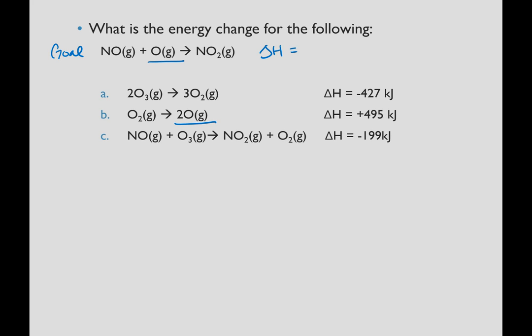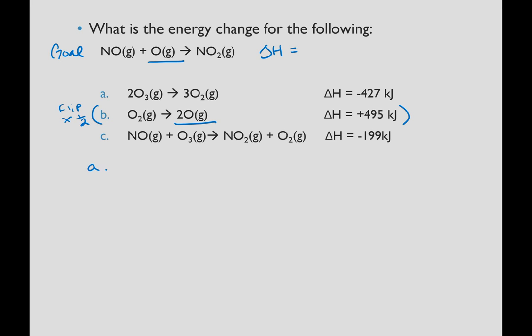Same side, same coefficient. So the first thing I notice, it's on the wrong side. In the goal equation, it's a reactant. In equation B, it's a product. So I am going to flip this reaction to get it onto the reactant side. The other thing you notice is that there is one O in the goal equation. There is two O's in equation B. So we're going to multiply it by half.